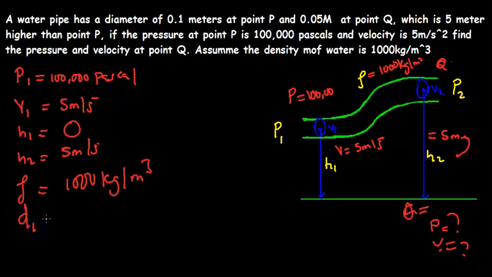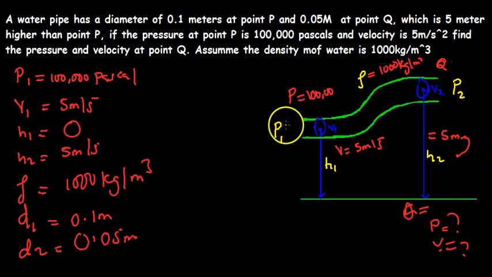What about the diameter? We have two diameters. D1 is 0.1 meter, and we're given the second diameter to be 0.05 meters. So how can we solve this problem? In order for us to solve this problem, the first thing we need to do is to find the area of the pipe, starting from P up to Q.